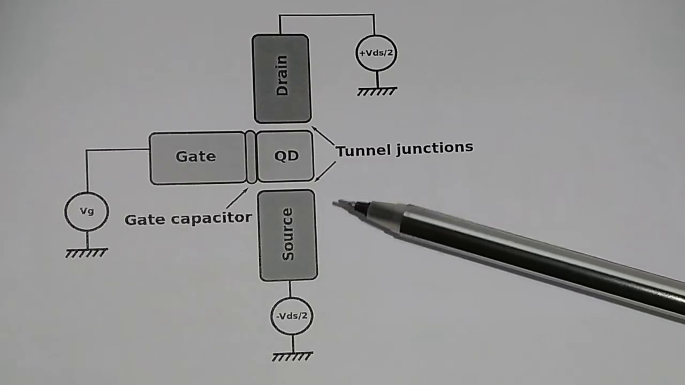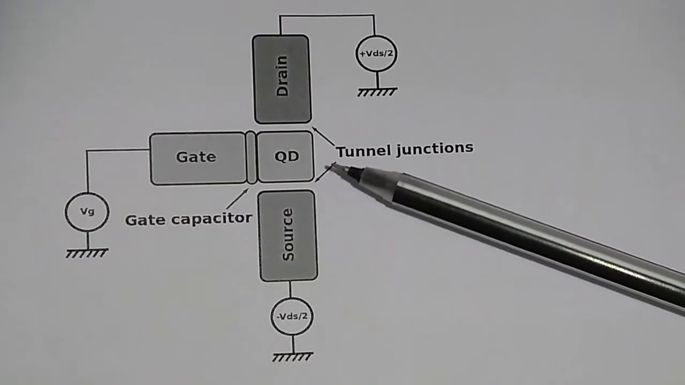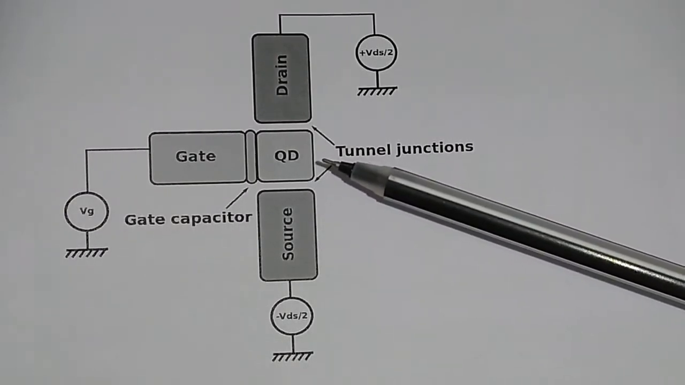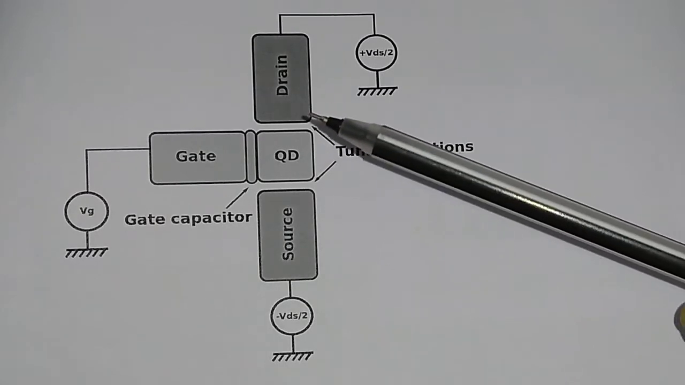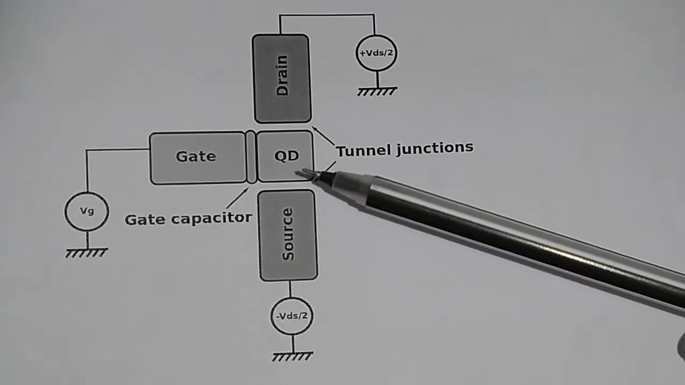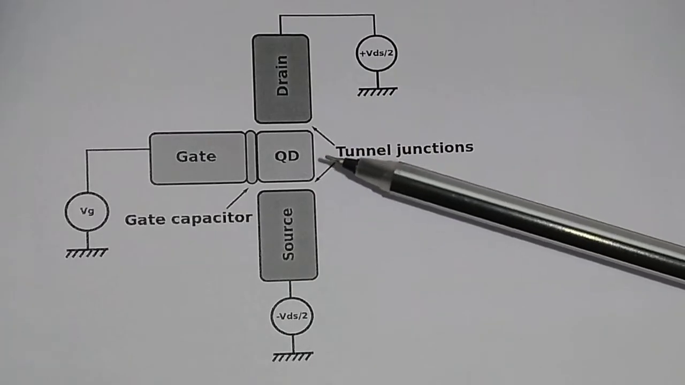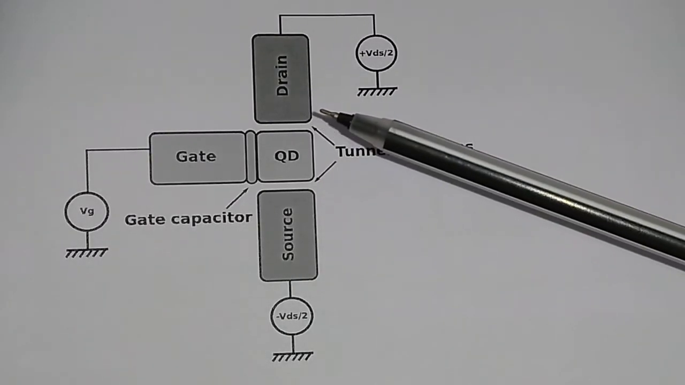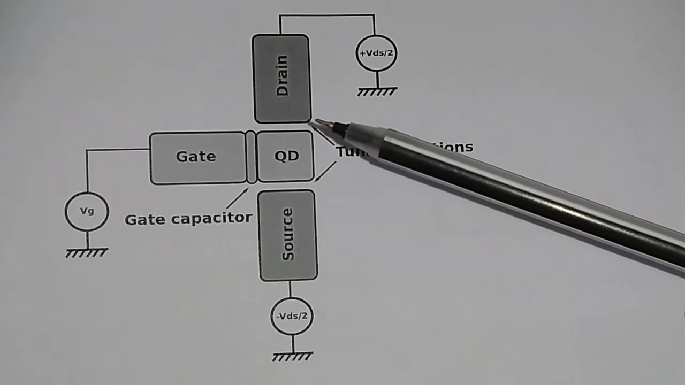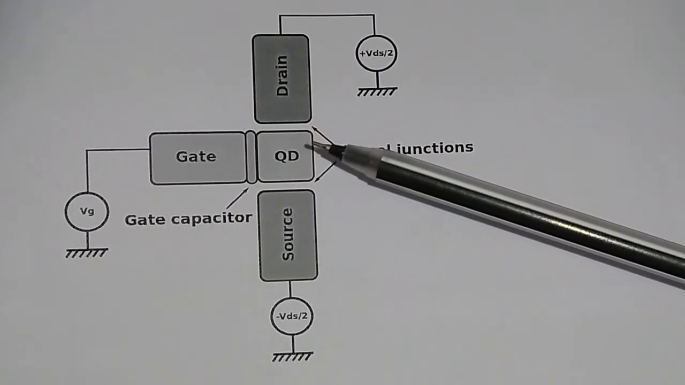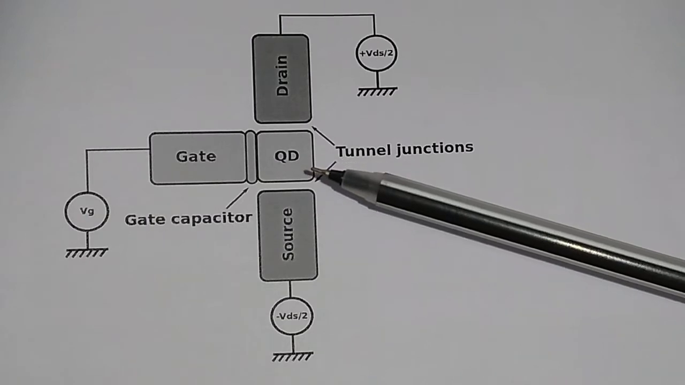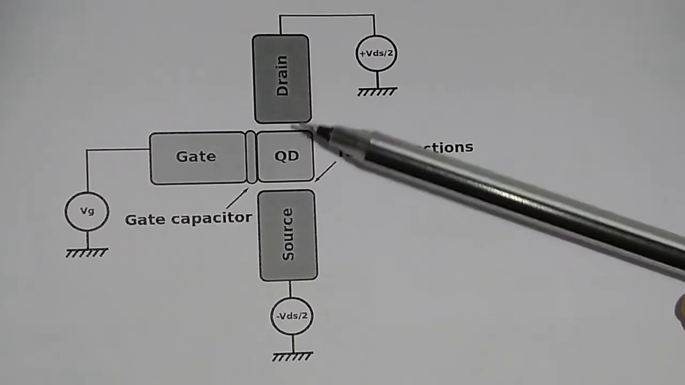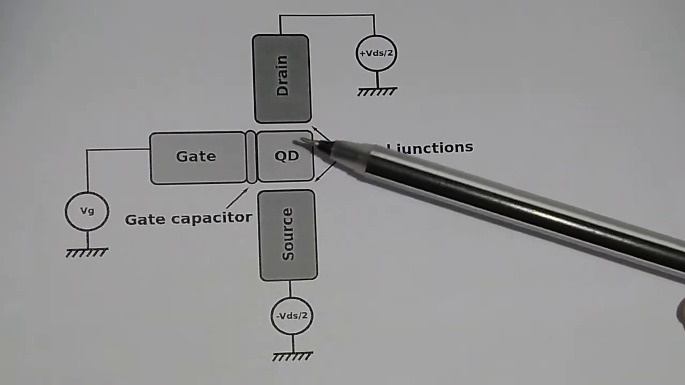Here you have a conductive island sandwiched between two tunnel junctions. These are two tunnel junctions, and you have a conductive island in between them. And in this device, the electrons flow through a tunnel junction between source and drain to a quantum dot. Between source and drain, electrons are flowing to a quantum dot.